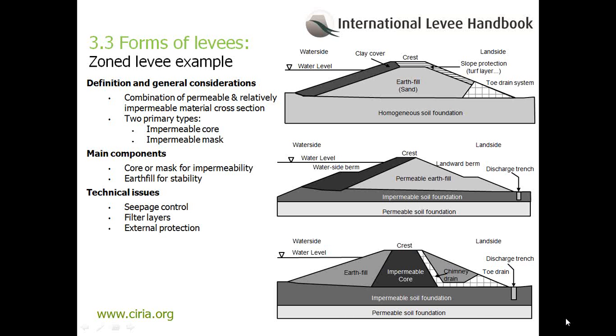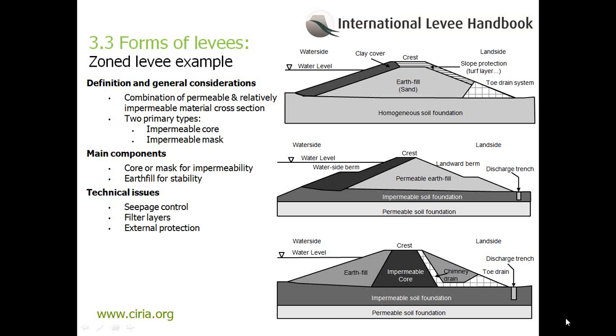So a zoned levee's cross-section is comprised of a combination of permeable and relatively impermeable materials. There are two primary types of zoned levees, those with an impermeable core or an impermeable mask, and this is followed by main components of the form and typical cross-sections as shown here.